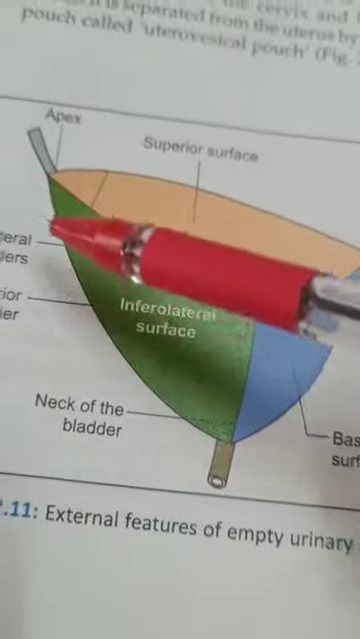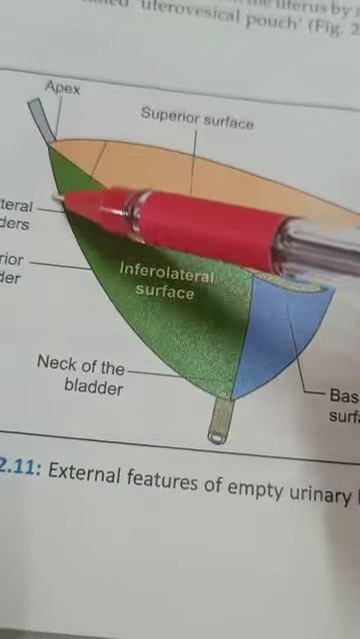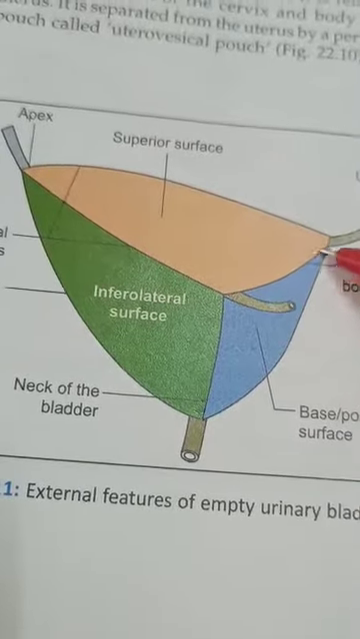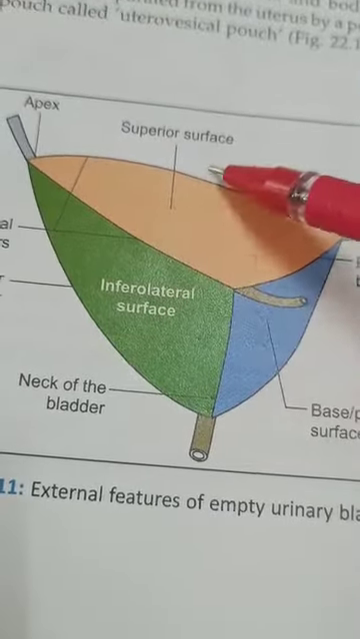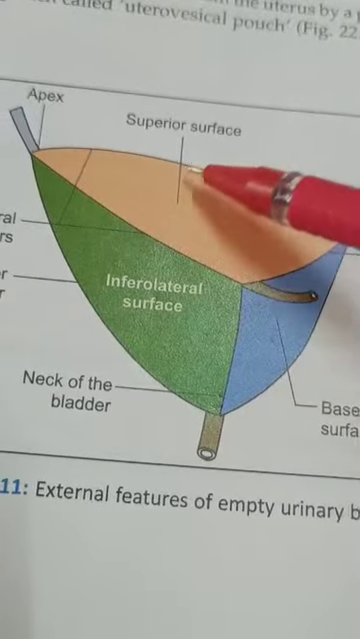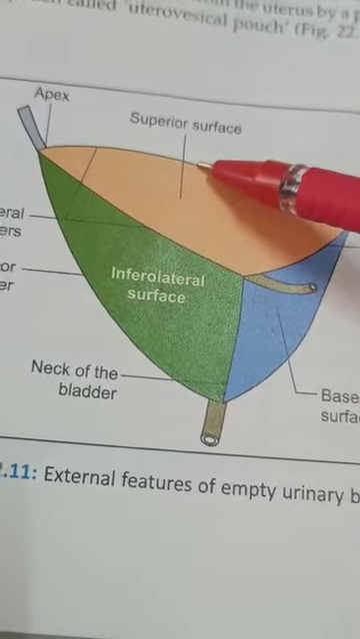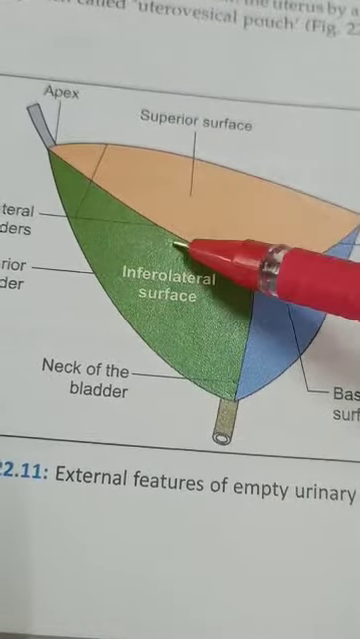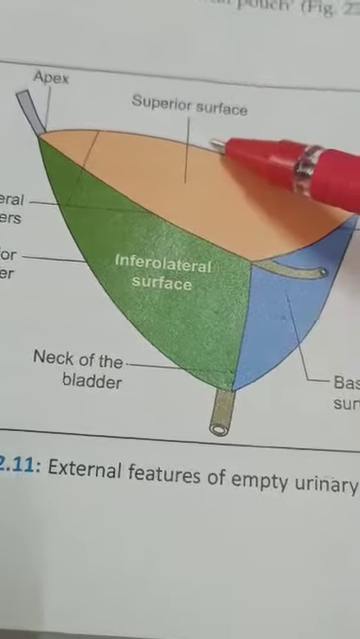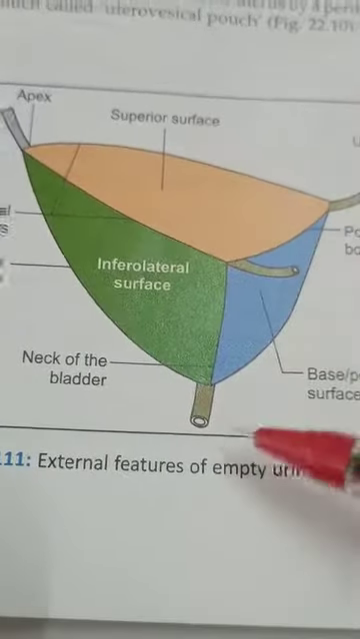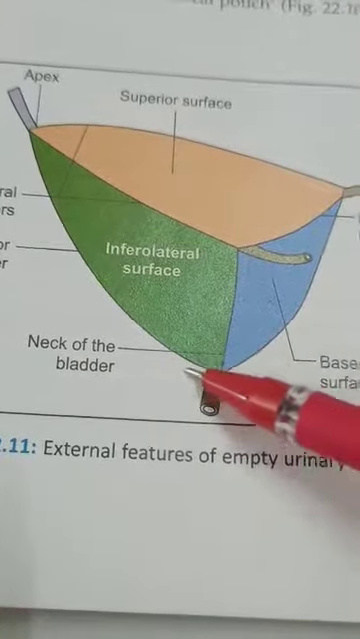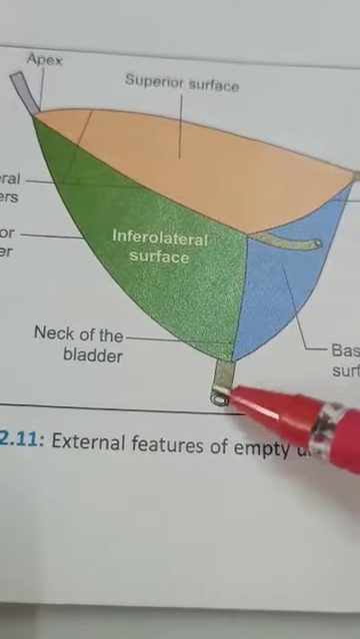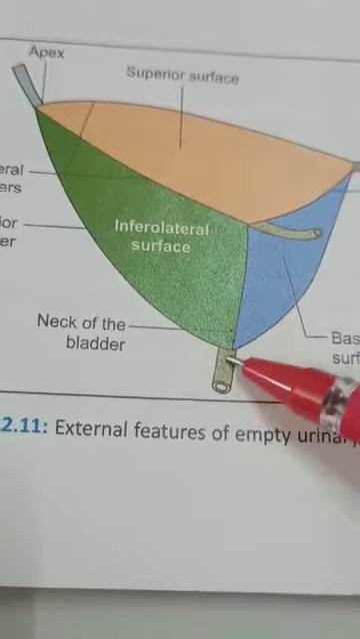Then borders, it has four borders: an anterior border, a posterior border, and two lateral borders, right and left. And it has a neck. This is the neck portion of the urinary bladder, the most fixed part of the urinary bladder. We can see the urethra starting from here, the neck of the urinary bladder.